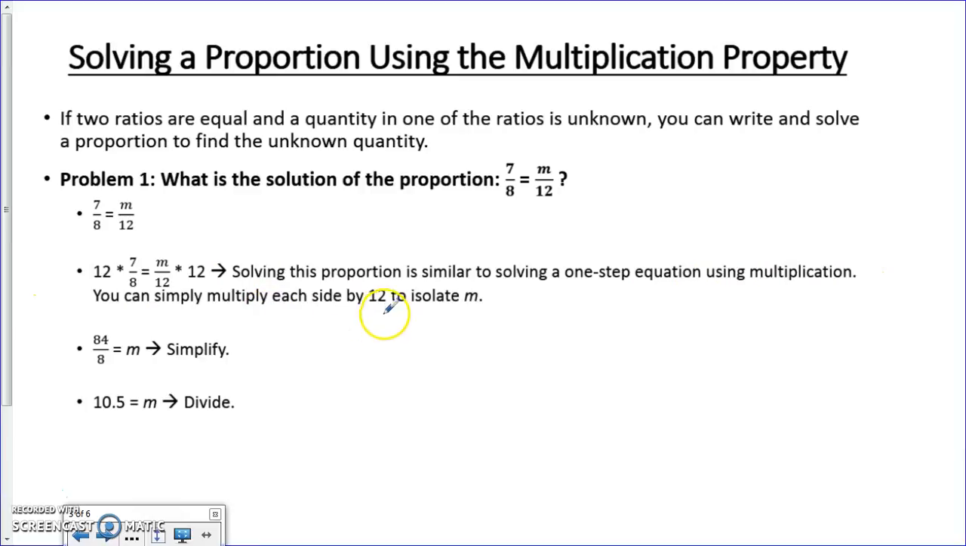You can simply multiply each side by 12 because it's the opposite of dividing by 12. And 12 as a fraction is 12 over 1. 12 times 7 is 84. 1 times 8 is 8. And then you just simplify or divide. 84 divided by 8 equals 10.5. That would be solving the proportion, thinking of it as a one-step equation.